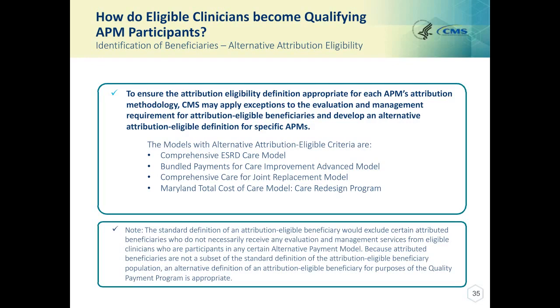So to ensure that we determine the right attribution eligibility for each APM, we may apply certain exclusions or exceptions to the E&M requirements for those attribution eligible beneficiaries. So we've developed alternative methods for the following APMs: comprehensive ESRD care model, the BPCI Advanced model, comprehensive joint replacement model, and the Maryland total cost of care model. You can find the QP methodology for those models on their model pages on our CMMI website. If you have follow-up questions about that methodology, contact your model team. Next slide.